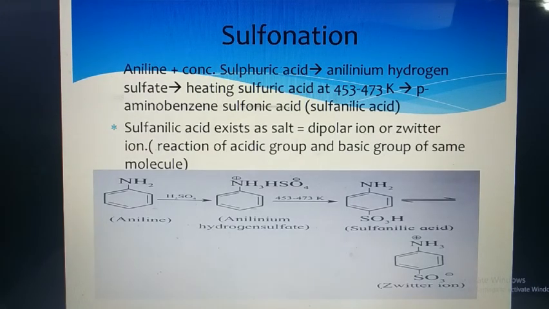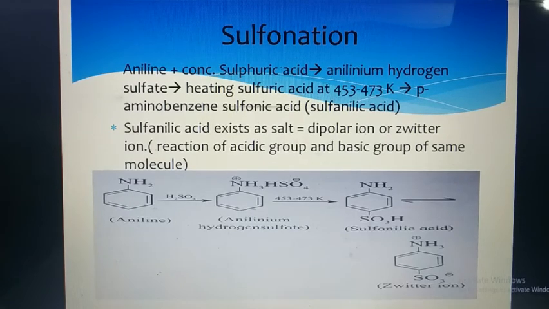How do we get the sulfanilic acid? Here, when the acidic group and basic group of the same molecule react, we get sulfanilic acid which exists as a salt. You can also call this sulfanilic salt a dipolar ion or Zwitter ion. So this was about sulfonation. The Zwitter ion structure is given below in the reaction. So students, this was about bromination, nitration and sulfonation.